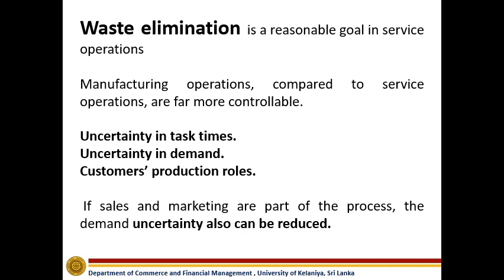So compared to manufacturing organizations, service organizations have uncertainty in the task time and uncertainty in demand and customers' production role, right? A customer's interest can change; a customer who ordered rice may come and request kottu instead. That happens. If sales and marketing are part of the process, the demand uncertainty can also be reduced. So the main thing is that we have to reduce the demand uncertainties.